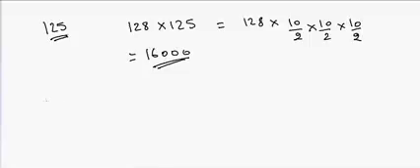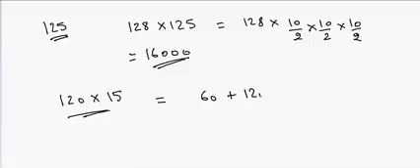Now let's do another thing. If we have to multiply 120 by 15, how will I do that? In that case, what I'll do is take half of 120. Half of 120 is 60, and then I'll add that to 120. So this is equal to 180, then I put one more 0, so that's my answer.